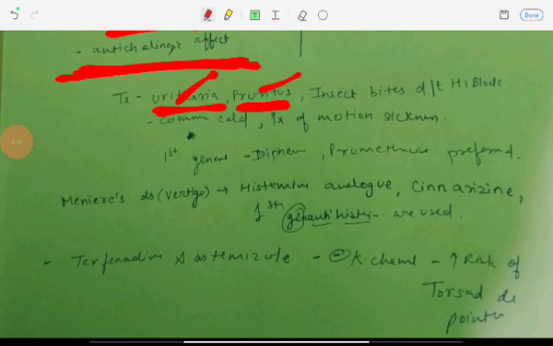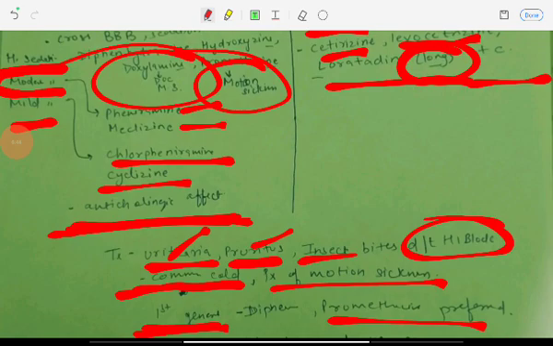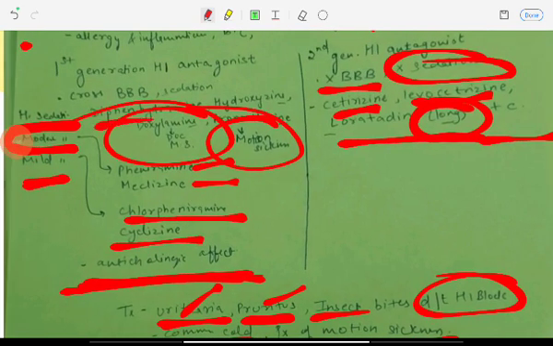And any insect bite, due to H1 block, again H1 block is there. Then in the common cold, histamine also plays an important role, so we can use these medicines for treating it. Then also for the prophylaxis of motion sickness. Now, among the first generation antihistamines, or we can say H1 antagonists, diphenhydramine and promethazine are preferred.